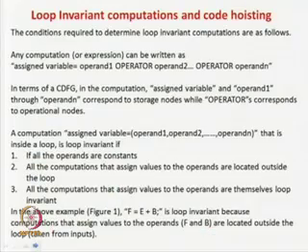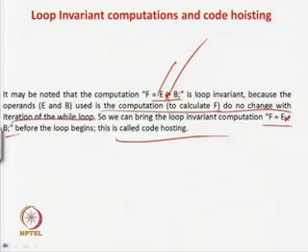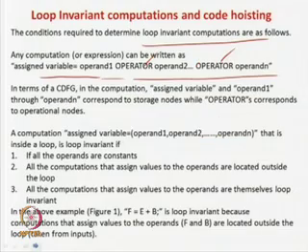So, formally speaking, let us see what we mean. In this case, the conditions required to determine loop invariant computations, how do you go about it formally? It says that if there is an operation like assign a variable from operator 1, operator 2, in CDFG you will have operation nodes, and for operator 1, operator 2 and operator 3 you will have the storage nodes. Like in this case, these are your storage nodes and these are your operation nodes, that is very obvious.